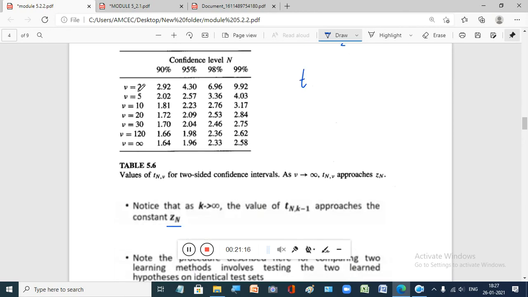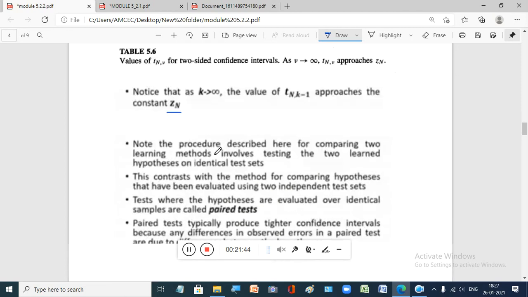What is the n value, how many samples we are having? We take that much, and k minus 1, that is 10 minus 1, is 9. So we go to that particular value in our table and pick it, if you are talking about a 90% confidence interval. Just like our z score value, we obtain that value from the table when we are going for the confidence interval.